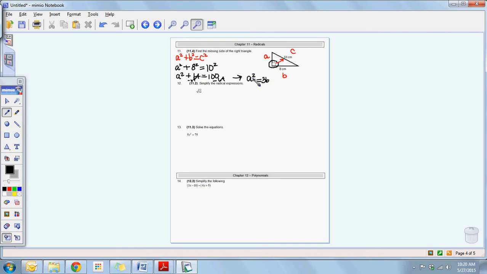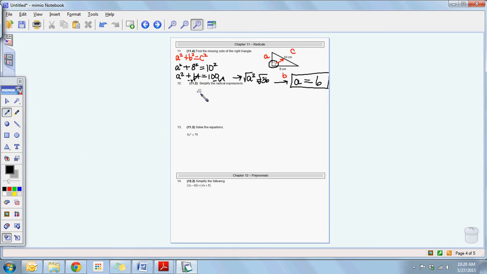I'm not quite done yet because I still need to get this A completely by itself. So remember, the opposite of squaring something is finding the square root. So that means that just regular old A is going to equal 6. So that's my missing side.